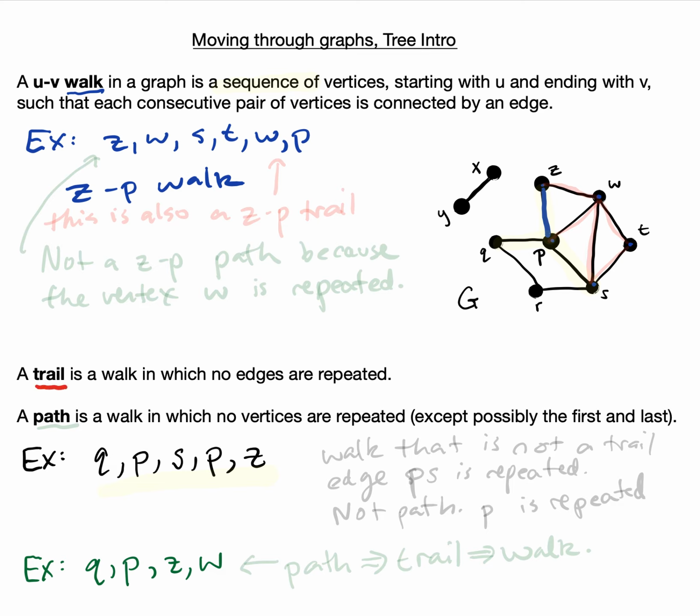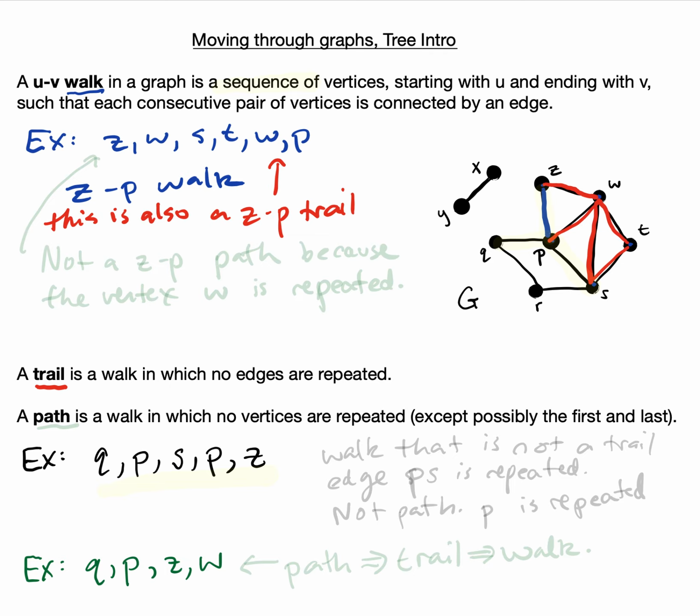Something more restrictive is a trail. A trail is a walk in which no edges are repeated. So this is also a trail. This is also a ZP trail. And we can see that it's a ZP trail because no edge is repeated. So we start at Z and then go down to W, then S, then T, then W, then P. And we see that along that trail, no edge was repeated.